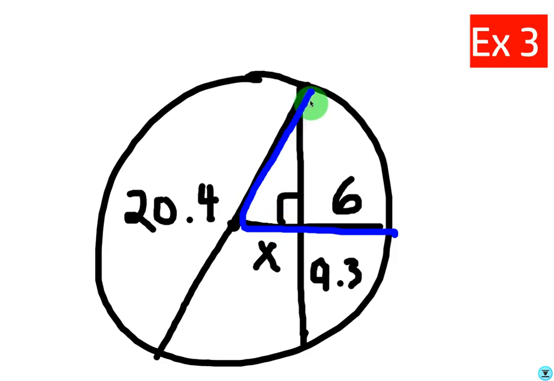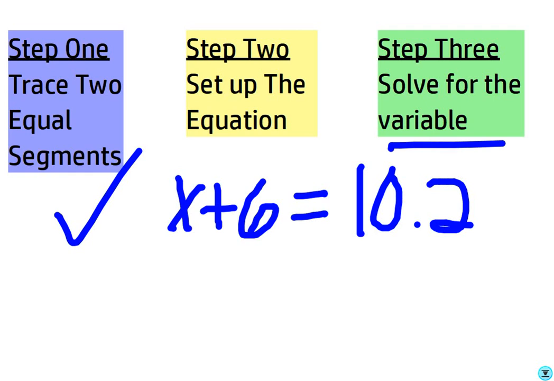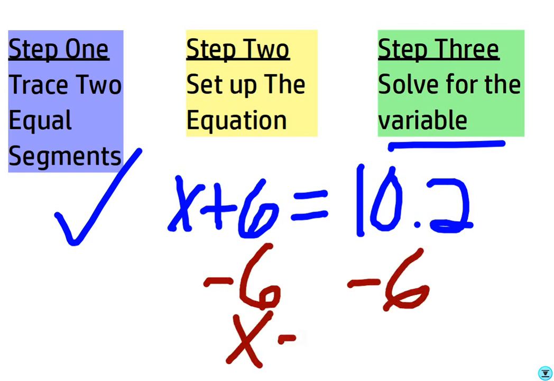What would this segment be? 10.2. Okay, why? Because the whole diameter is 20.4. So this one must be half of that, which is 10.2. Okay, so I've got x plus 6 equals 10.2. Now we can go ahead and solve for x. Only one step needed. What would you do? Subtract 6 from both sides, and you get x equals what? Huh? 4.2.